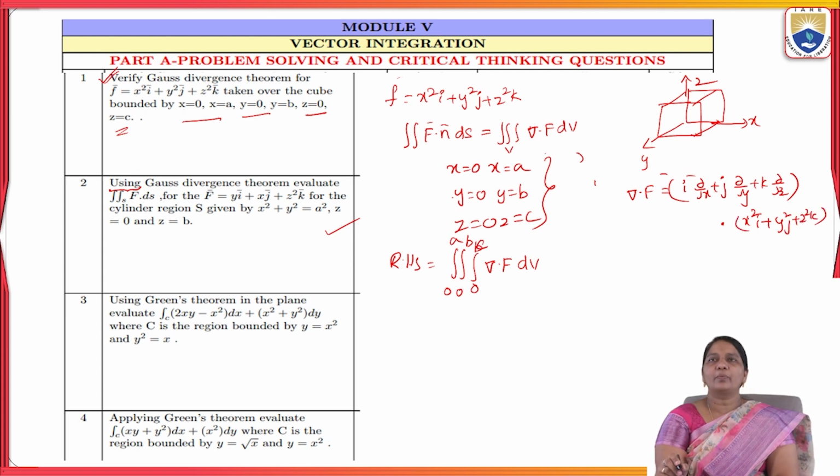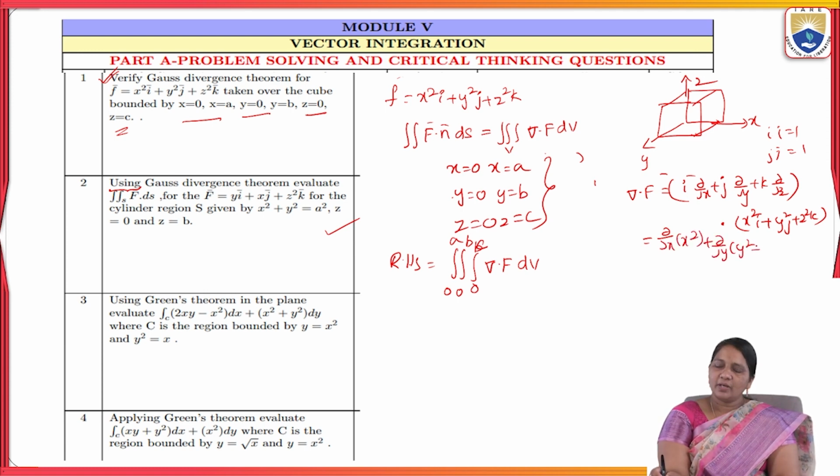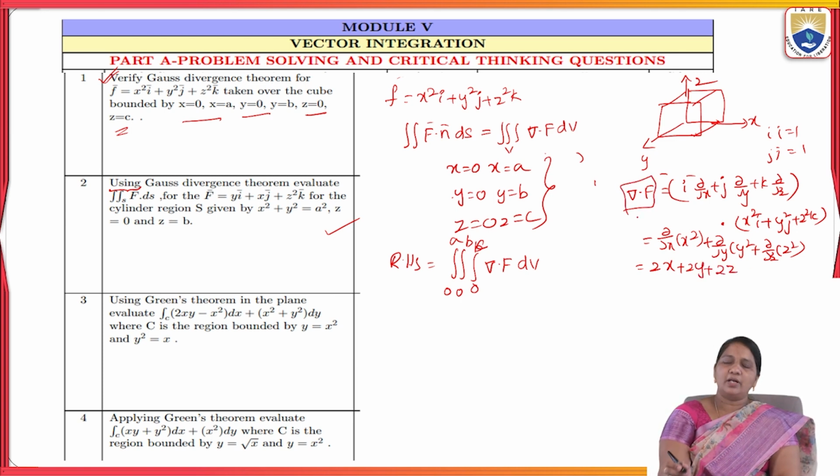Now we are doing the dot product. Already we know i dot i equals 1, j dot j equals 1, k dot k equals 1. According to that, dou by dou x of x square plus dou by dou y of y square plus dou by dou z of z square. So this is 2x plus 2y plus 2z. This is the value of del dot f.